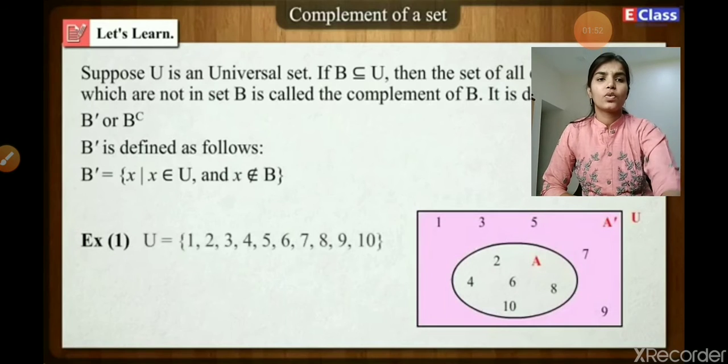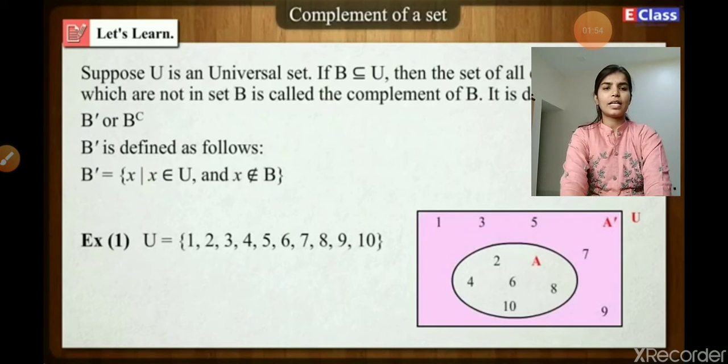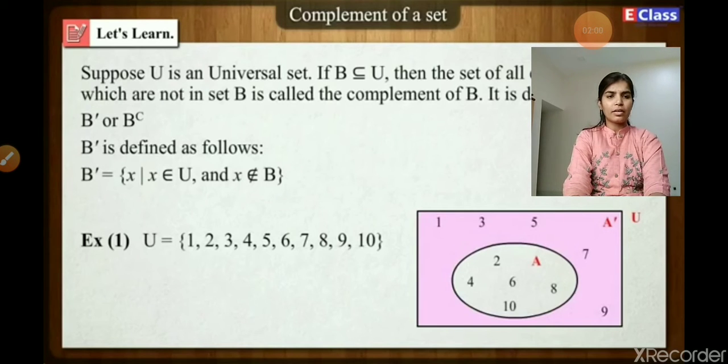Here you see one example: the universal set has the elements 1, 2, 3, 4, 5, 6, 7, 8, 9, 10. We represent that universal set by a Venn diagram using the shape of a rectangle. And then we have the set A.